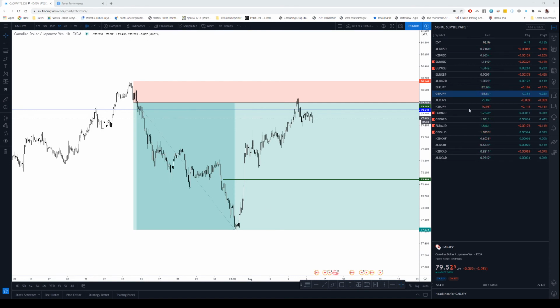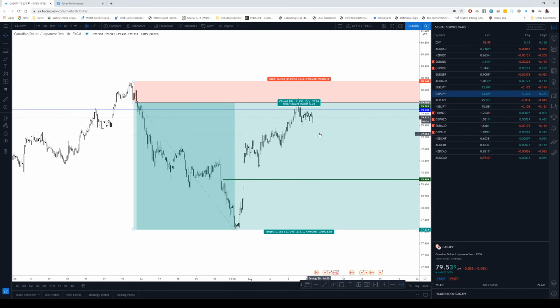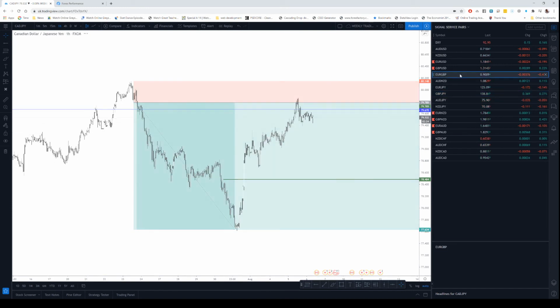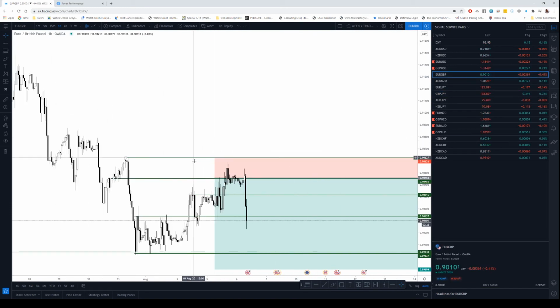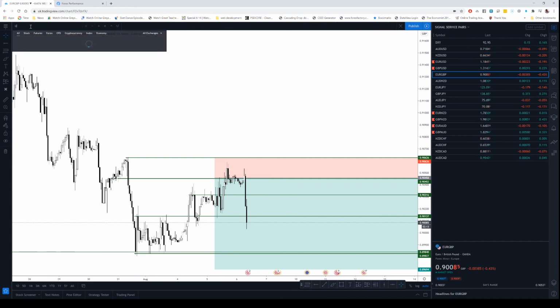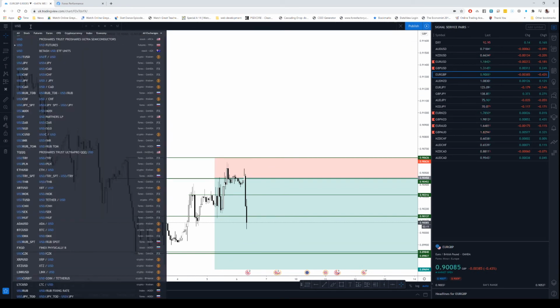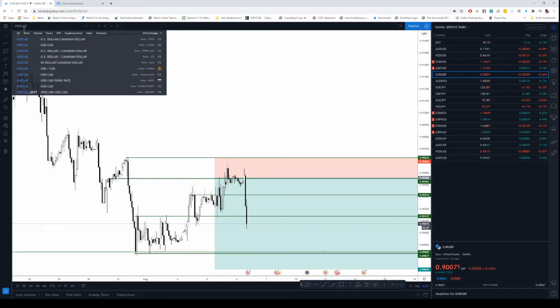All right, any questions so far? This is a beautiful trade, but again, my mindset is not right, so I'm not there to take it. The trade I did like this morning was dollar CAD.